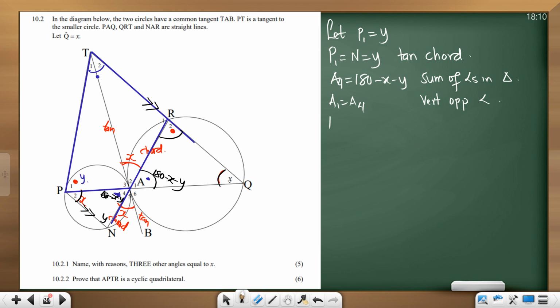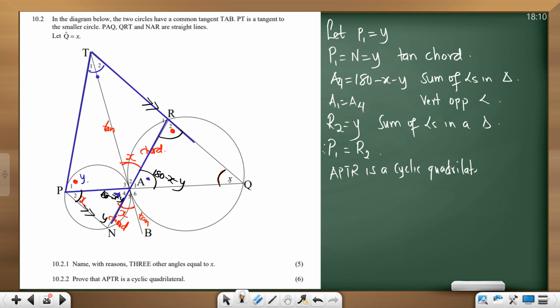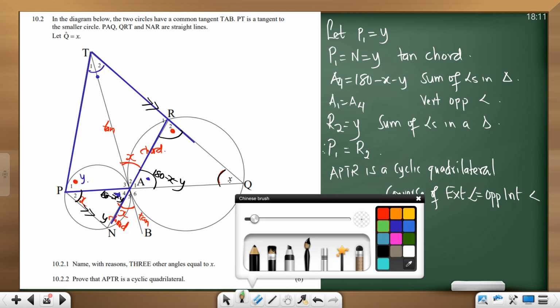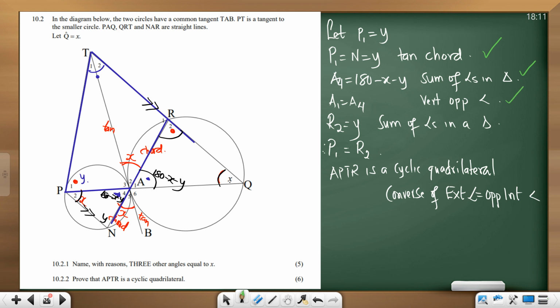Make sense? Now, what do we know? R2 is equal to y. Sum of angles. So we are saying P1 therefore is equal to R2. APTR is a cyclic quadrilateral. What's your reason? Converse of exterior angle equals opposite interior. I want to check something. How many lines do we have? 1, 2, 3, 5, 6.